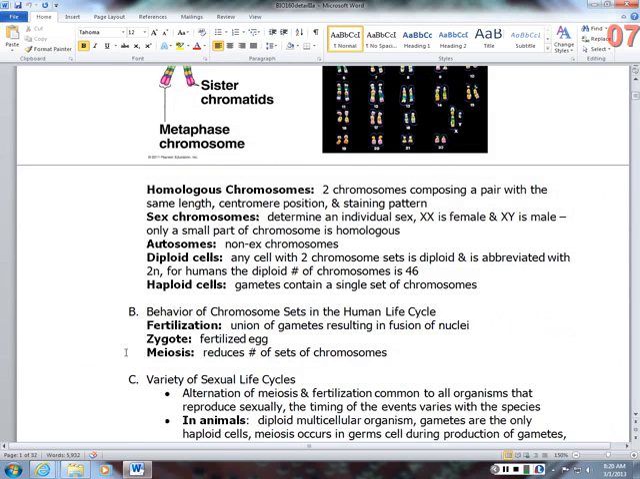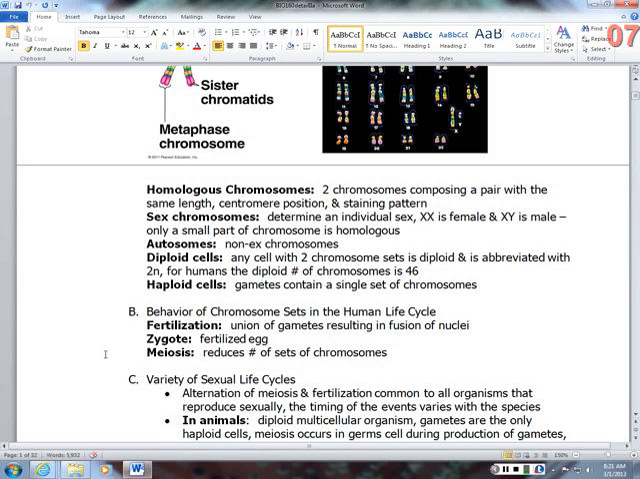So the cells are going to go through different stages in there depending on whether you're a plant or an animal, where you're going to be diploid or haploid. Diploid refers to having two chromosome sets in there, and that's how humans are going to spend most of their life, is diploid. Most animals are going to be diploid their entire life in there.